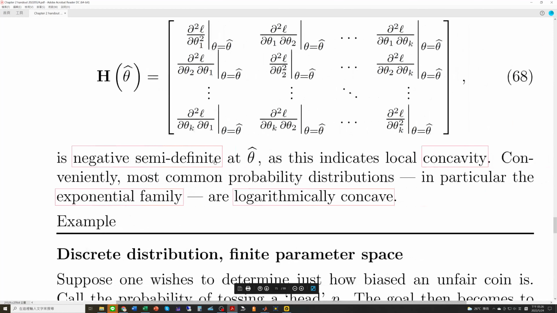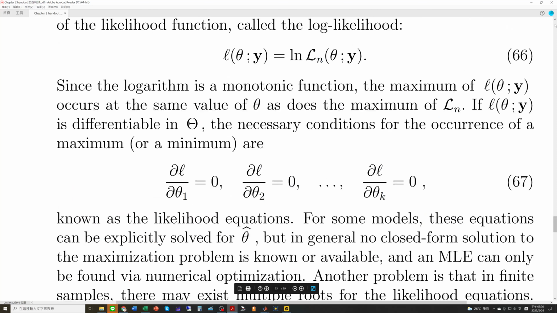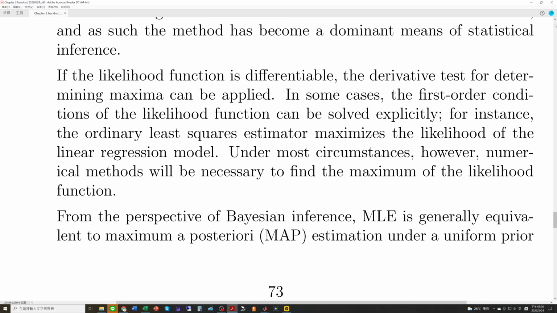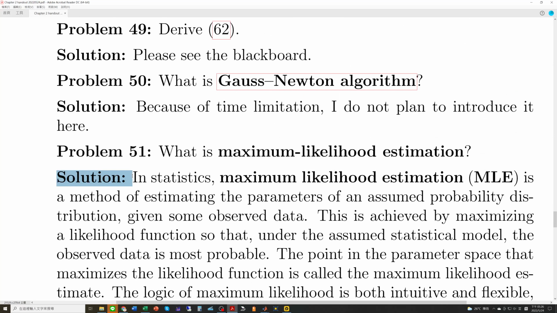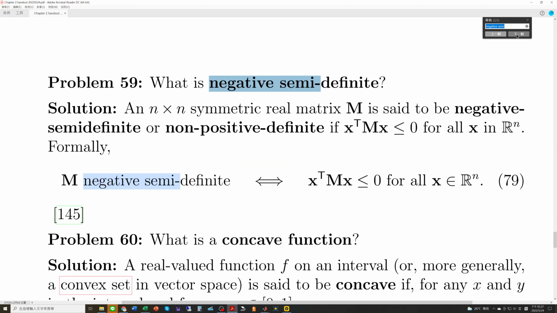Okay, and here is the solution. Okay, let us see. Okay, it's the solution to problem 51. What is maximum likelihood estimation? Okay, so let us go back to the problem. Okay, what is negative semi-definite?